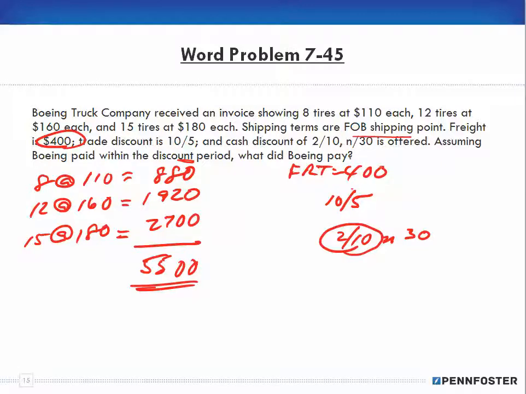Now, the next thing we have to deal with is the chain discount. So I have 10% and 5%. Well, that's 90% times 95%, and that is 85.5%, or 0.855.